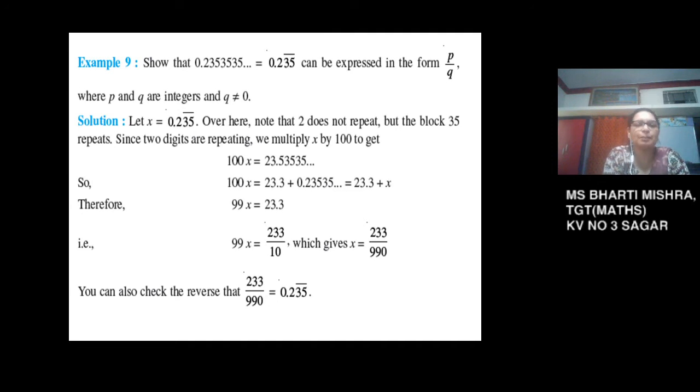So in this example 9, we have to find the rational number conversion of the expansion 0.2353535 and so on.